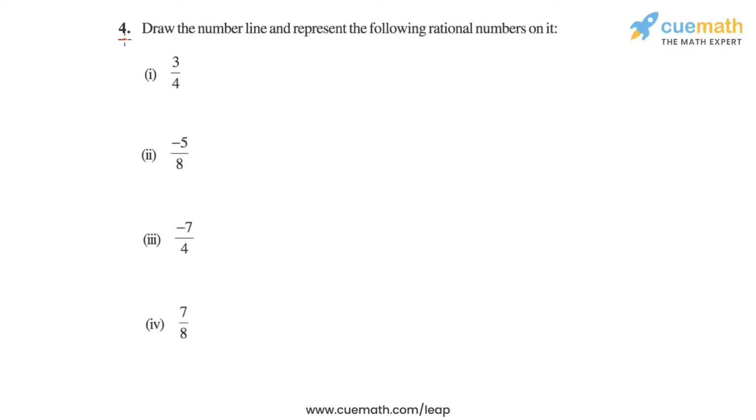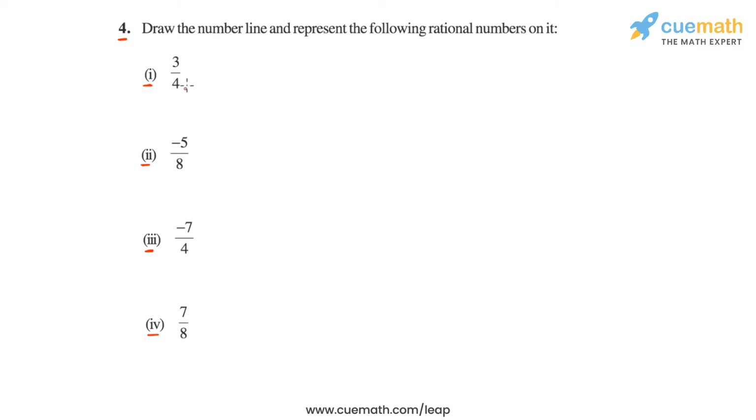In question 4 of this exercise, we are given these four rational numbers: 3 by 4, minus 5 by 8, minus 7 by 4, and 7 by 8. And we have to draw the number line and represent each of these rational numbers on the number line.